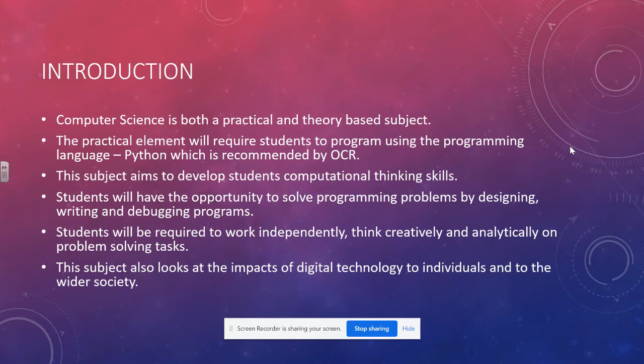The subject looks at the impacts of digital technology and also the wider society in which we live now, and also ethical issues too.